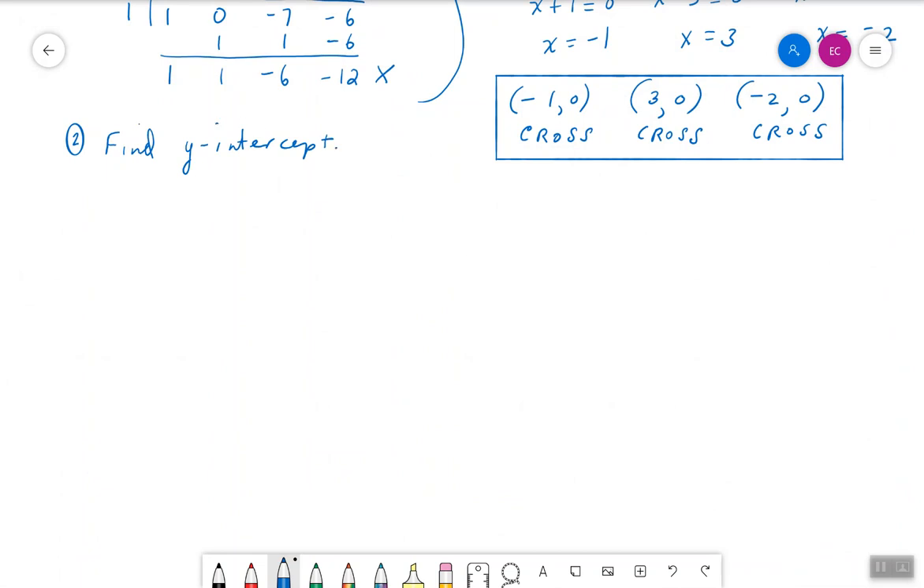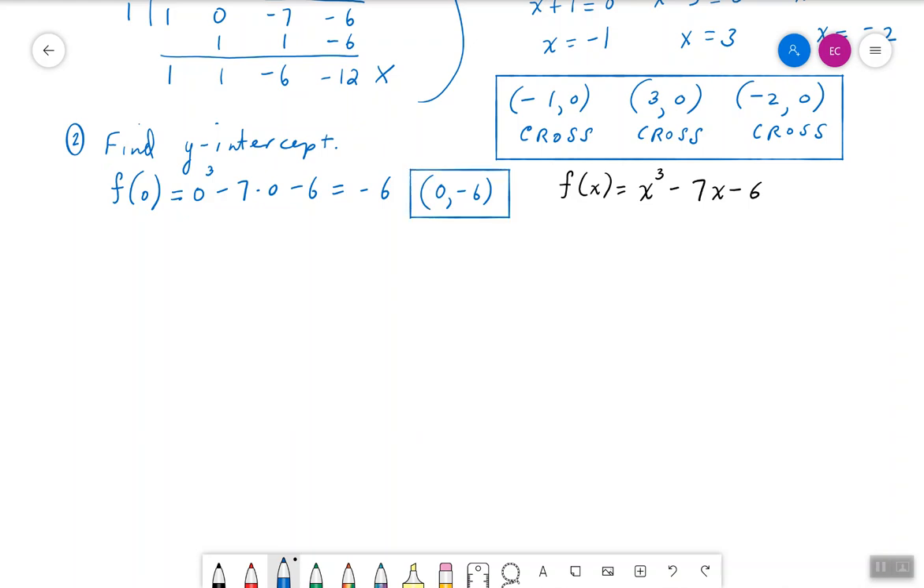And so the y-intercept is just setting x equal to 0. And let's see, our function that we're working on is f of x equals x cubed minus 7x minus 6. So let's not forget that. And so the y-intercept will be 0 cubed minus 7 times 0 minus 6, or -6. And so we can go ahead and write 0, -6, and box that up.